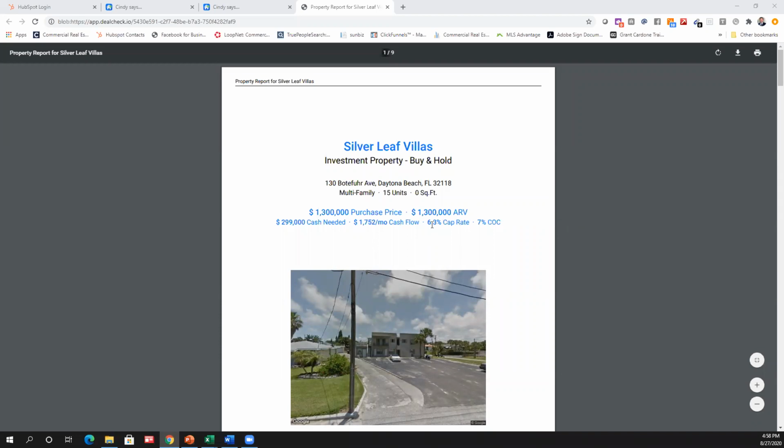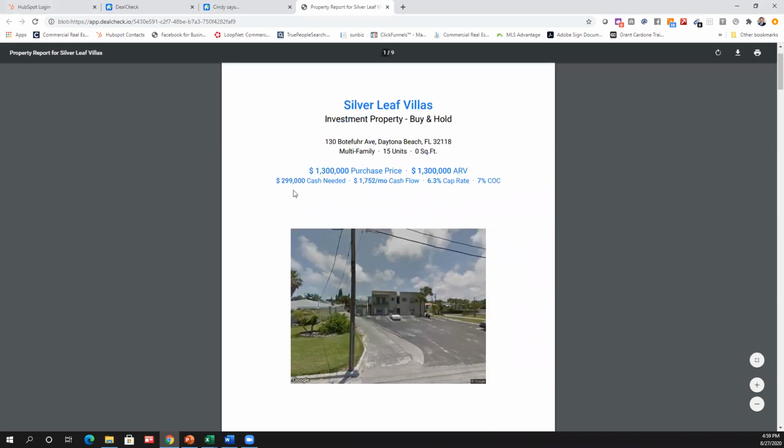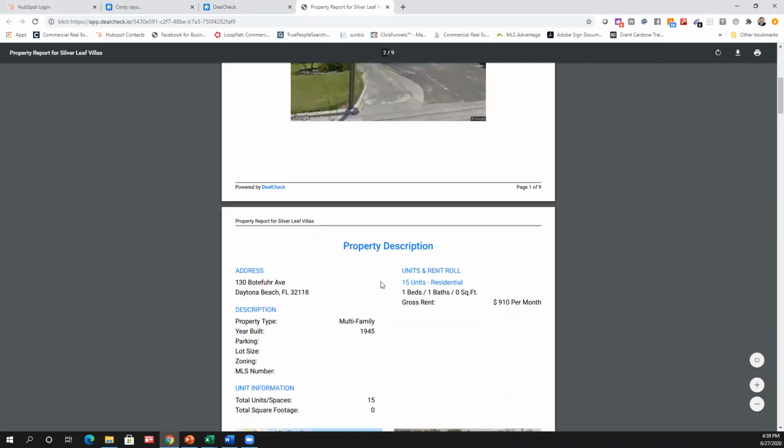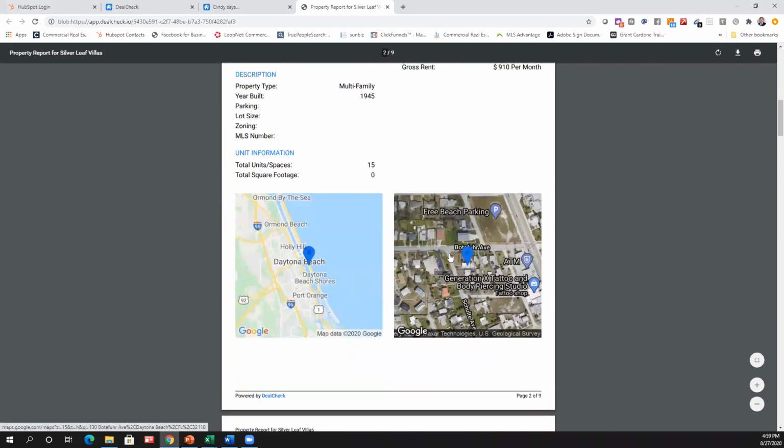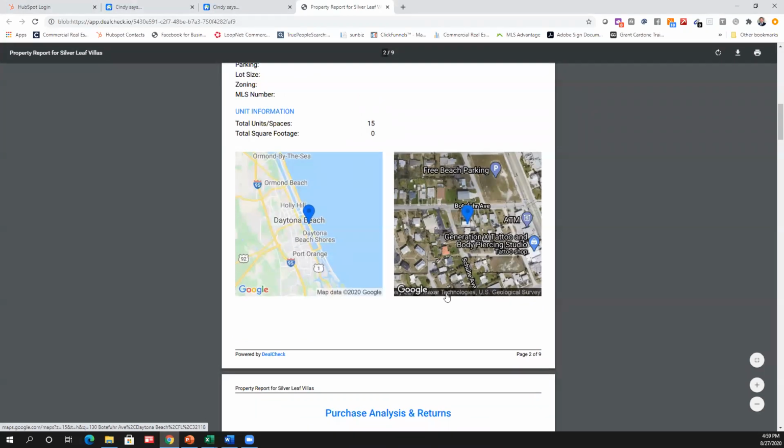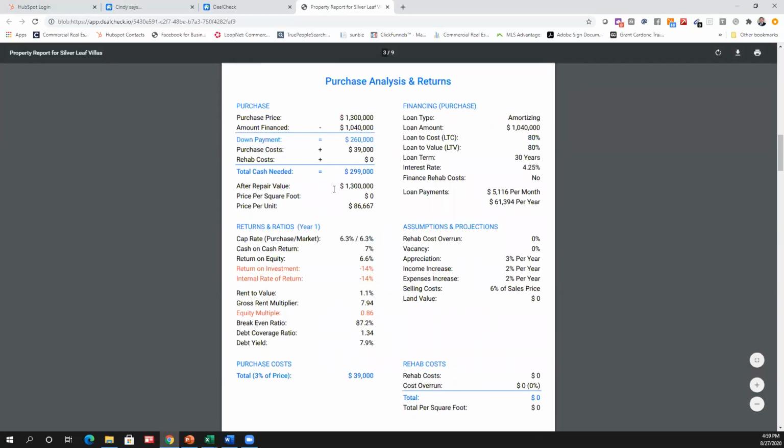As we said earlier, about a 6 cap, we were saying the market was, and there we are, 1.3. So this tells you the cash needed to get into this deal is 299,000. That's with the 20% down. It was on 15 units, built in 1944. So here it gives you a little mapping tool, shows you the little survey boundaries. And then, so here's your analysis. You're financing $1 million, 260 is your down payment.